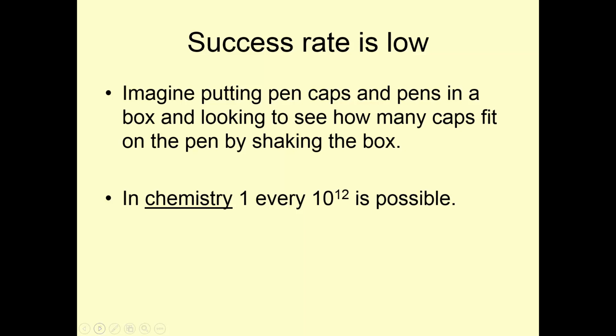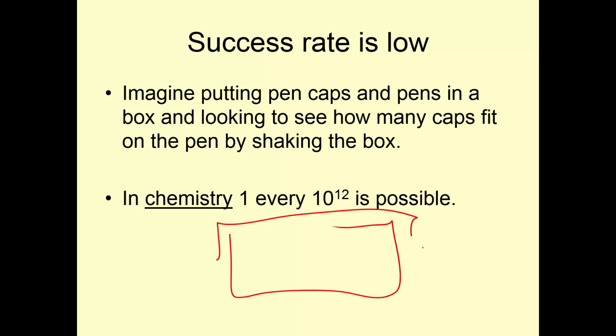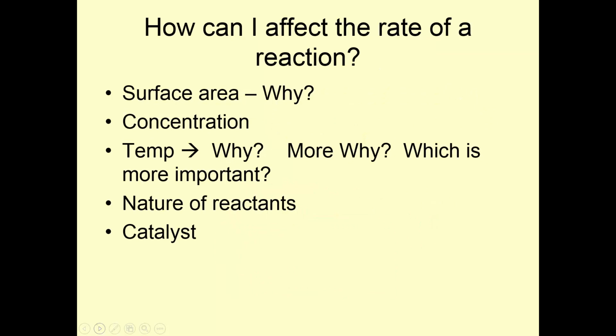Imagine putting pen caps and pens in a box. Lid on it. I have a pen and a pen cap, and I put it in there, and I'm going to shake it until my pen cap gets on the pen and it snaps closed. That's not going to happen. It will take forever to do. In chemistry, 1 out of every 10 to the 12, that's almost never, is possible. So how can I affect the rate of a reaction?